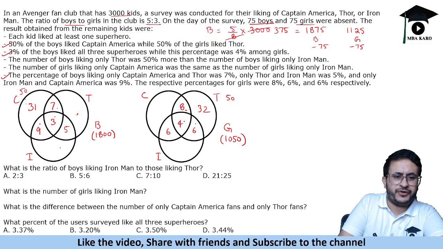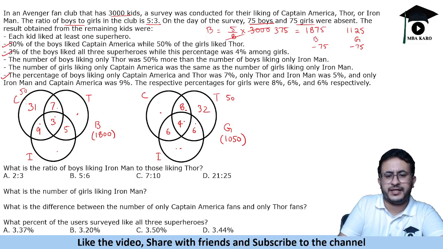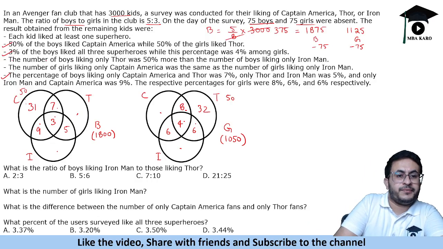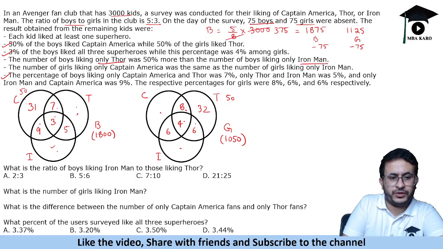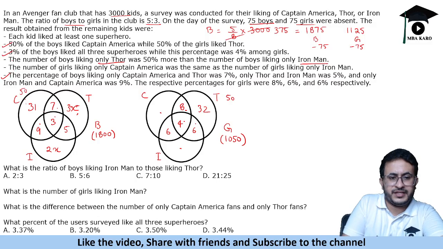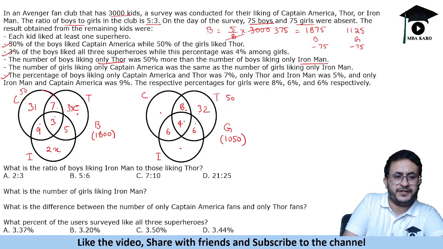We just have to find these 4 percentages and then we are set to answer the questions. It says the number of boys liking only Thor was 50% more than the number of boys liking only Iron Man. So 50% more means if only Iron Man is 2x, only Thor will be 3x. Easy equation to solve. Total is 100%. This part is already 50.